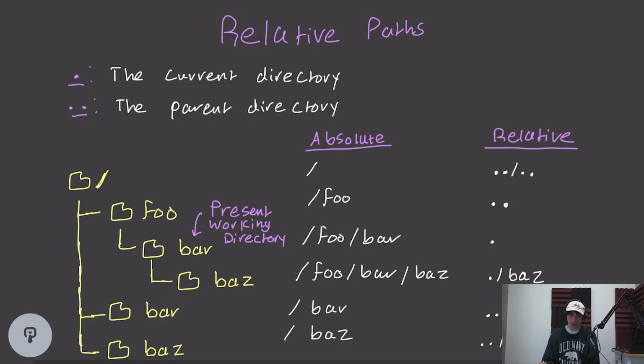However, not all paths are represented from the root, and those that are, are known as absolute paths. Sometimes we're going to be given relative paths. There are two things you need to know to represent relative paths: the single dot, which denotes that you want to go to the current directory, and the double dot, which represents that you want to go to the parent of the current directory that you're in.